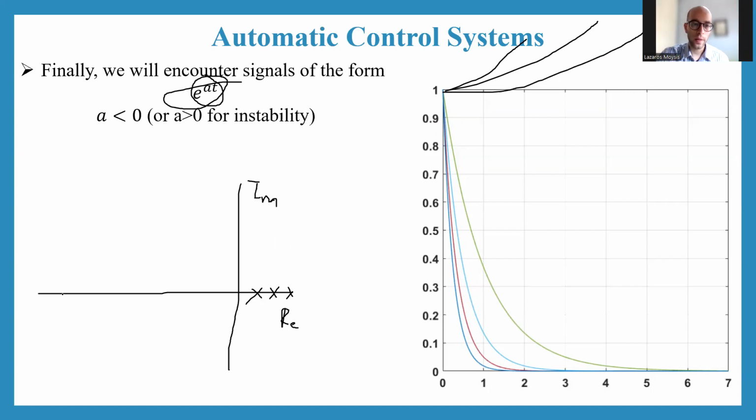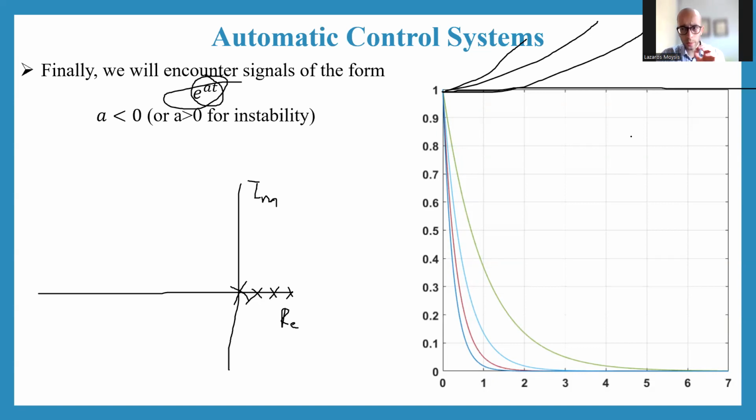Now, for the in-between case where alpha is exactly 0, what will we have? We will have e to the 0, which will give us the value of 1. So in this case, which is actually the threshold between stability and instability, e to the 0 will be a stable value equal to 1. Basically we will obtain the step input.